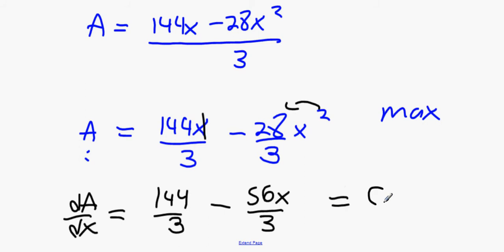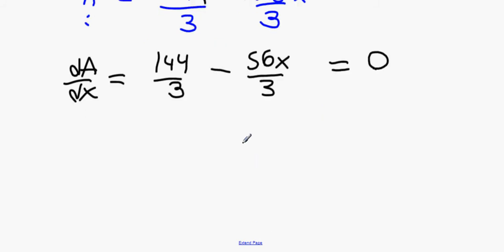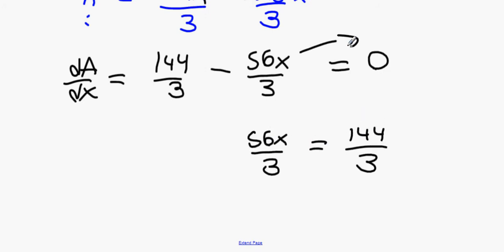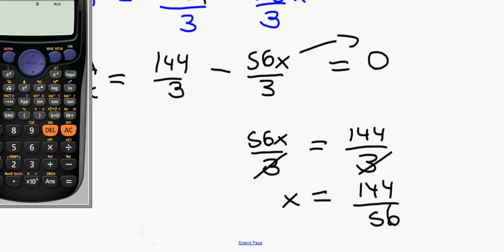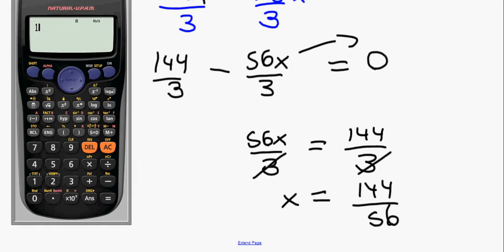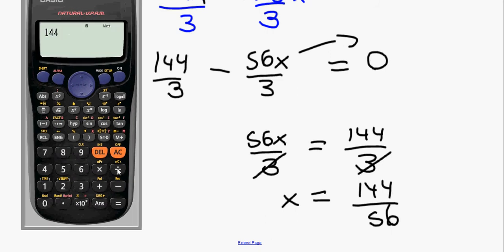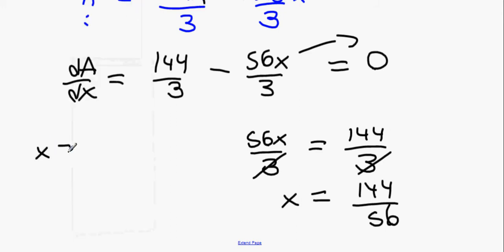Now remember, this has to equal 0. So this now means that 56x over 3 must equal 144 over 3. When I move 56x over 3, cancel the 3's, x is going to equal 144 all over 56. So we get 144 over 56, and what we get here is 18 over 7. x equals 18 over 7 meters.